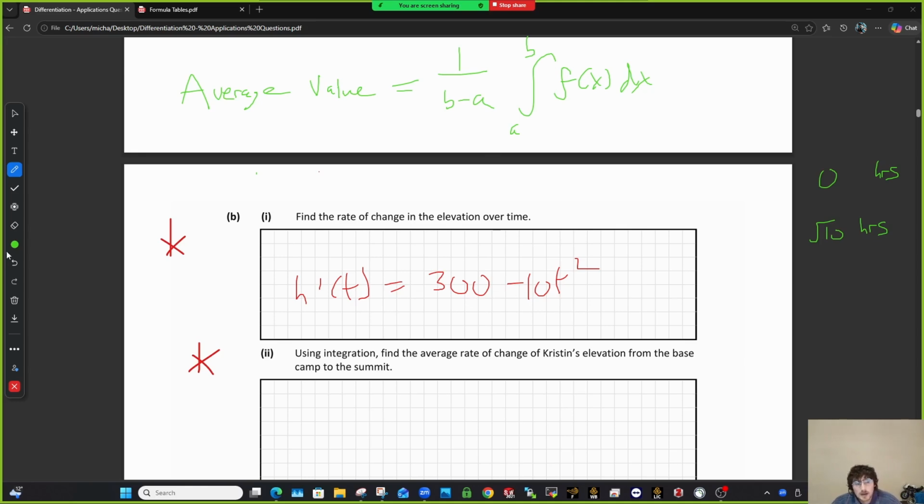Right, so here we're asked to get the average value of this function, her average rate of change between the two places. So what we've got to do is integrate this function with respect to t, between these two times. If you don't know what the average value function is, or that's a curveball, you need to go back to the textbook and revise that. So it's 1 over b minus a, so root 10 minus 0, and we're going to integrate from 0 to root 10.